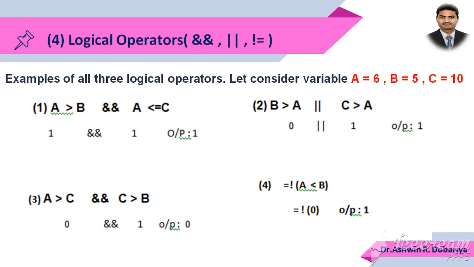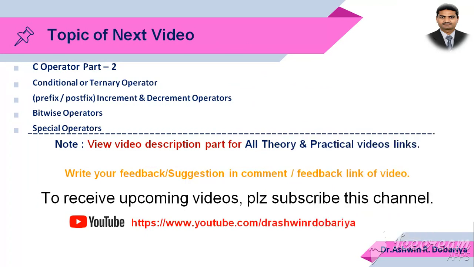I hope friends you understood. These are the 4 different types of operators. And in the next video we will see the other important C operators, part 2. In that: conditional operator, prefix, postfix, bitwise operators and special operators.